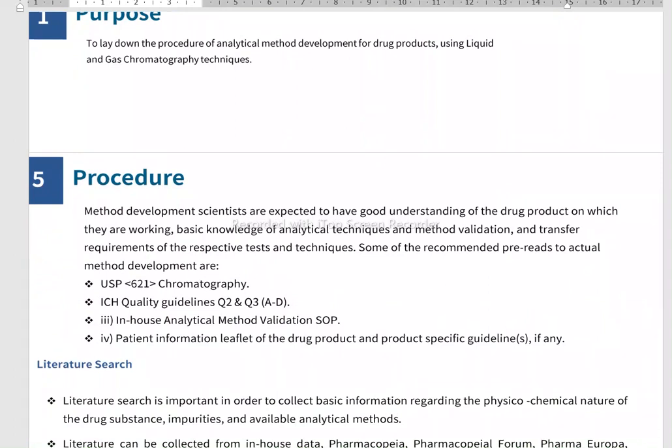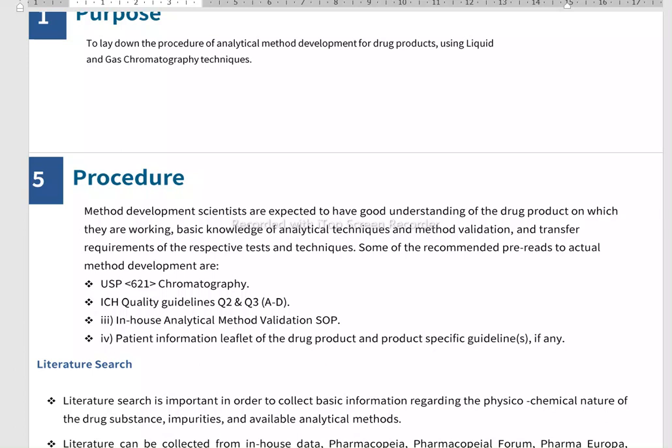So what is the procedure? How do we start the method development? It is very simple. It is the first question that arises in the mind of anyone who starts their method development career. Okay, so the question is: what is the procedure, how do we start the method development? Here is the answer: method development scientists are expected to have a good understanding of the drug product or drug substance on which they are working.